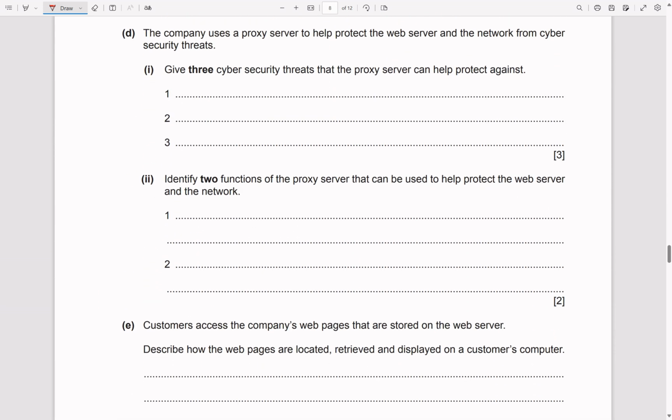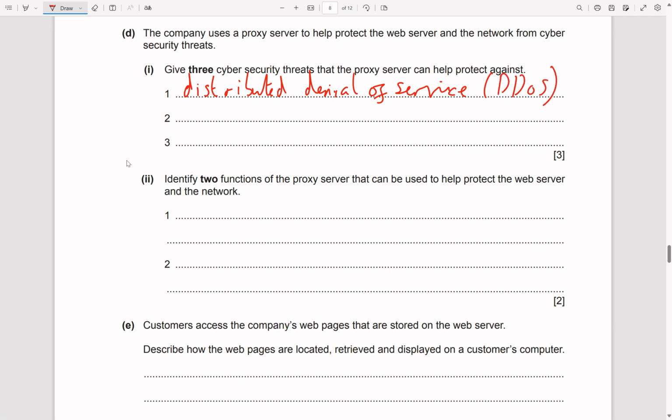Right, D: the company uses a proxy server to help protect the web server and the network from cybersecurity threats. Give 3 cybersecurity threats that the proxy server can help protect against. So the obvious one is DDoS, a distributed denial of service attack. Or just denial of service attack. And let's put DDoS in brackets.